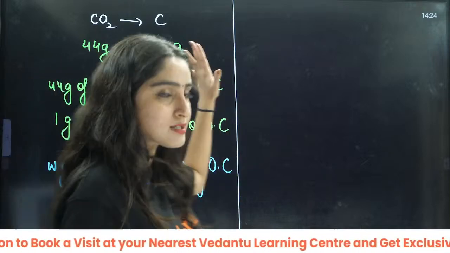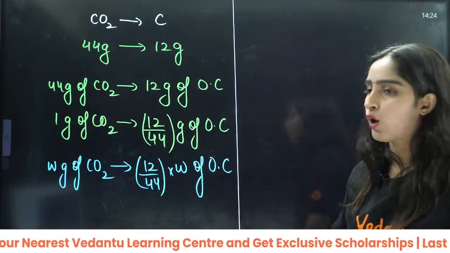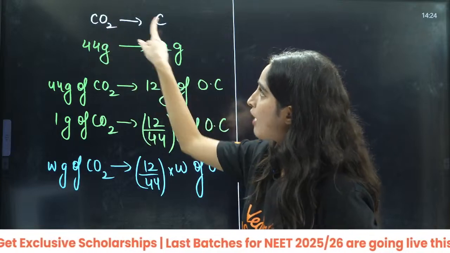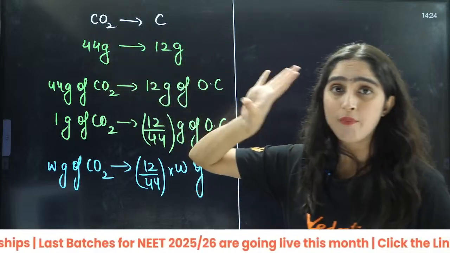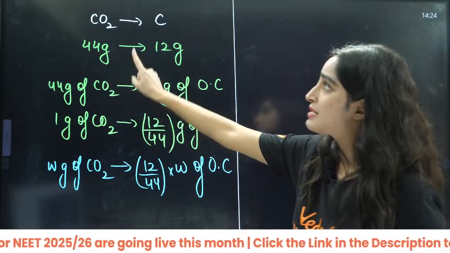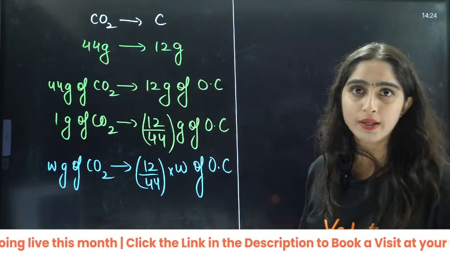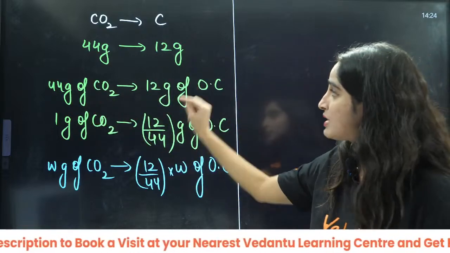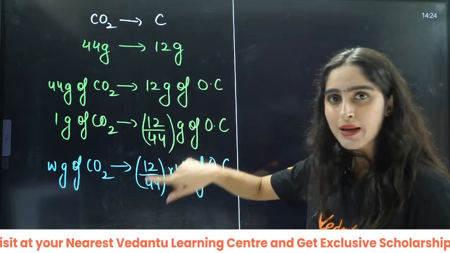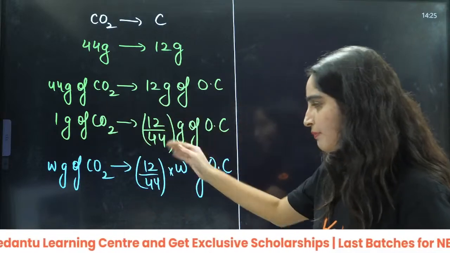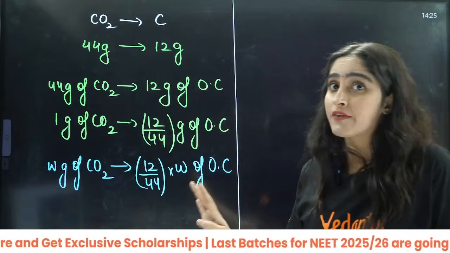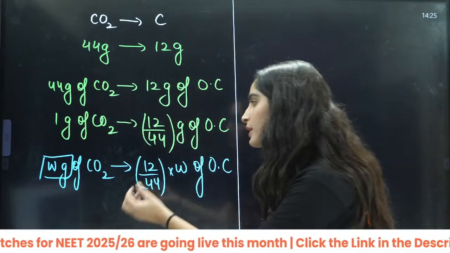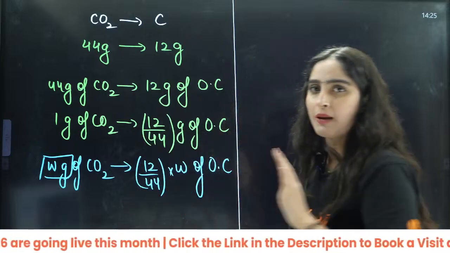Beta, first you tell me, is this step clear to all of you? You have carbon dioxide to carbon. I know in one carbon dioxide you have one carbon. That means if I have 44 gram of carbon dioxide, I have one carbon, that means I have 12 gram of carbon here. That means 12 gram of organic compound. Then 44 gram of carbon dioxide means 12 gram of this. Unitary method: 1 gram of CO2 will have 12 by 44. And W gram is given to me in the question. So W gram of carbon dioxide will have 12 by 44 multiplied by W.